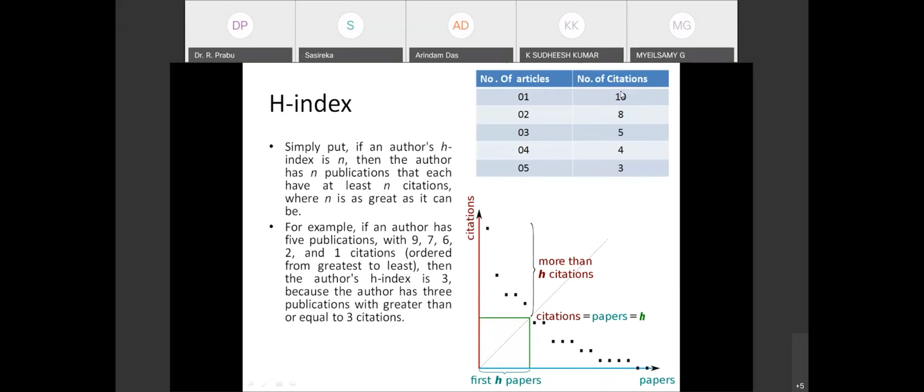So you saw this table column. I will give you the PowerPoint also. The number of articles you have to arrange here, the number of citations, and reversely you can arrange it from the greatest to the lowest. And where the number of articles and the number of citations meet at one place, that area is called the H index.